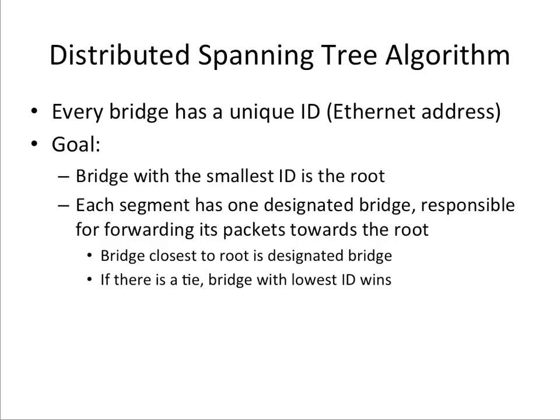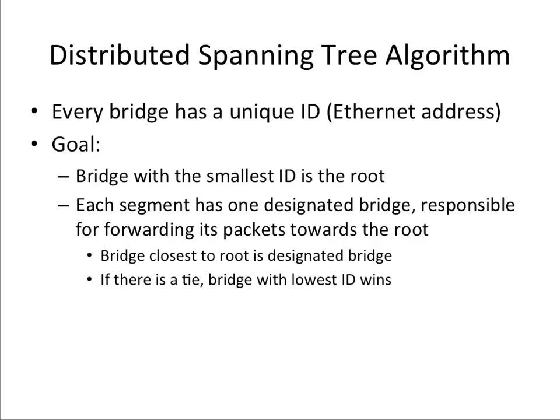Each segment has one designated bridge responsible for forwarding its packets towards the root. So why do we want only one designated bridge? What happens if there are two ways to get to the root? Isn't it the same as a loop? Yeah. Then we have a loop.